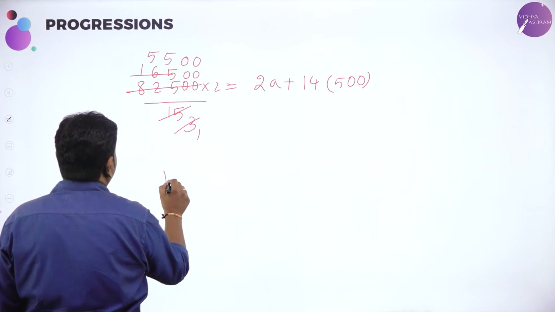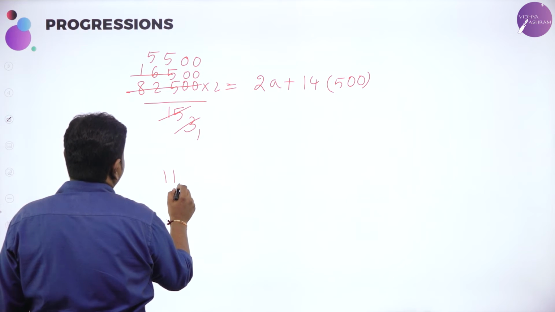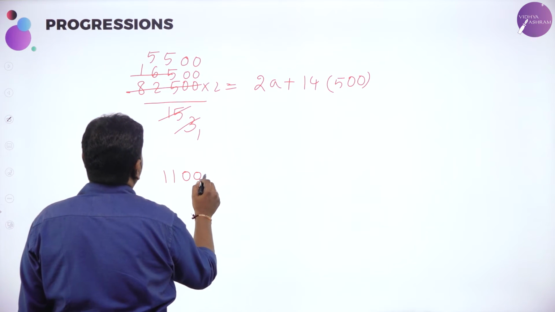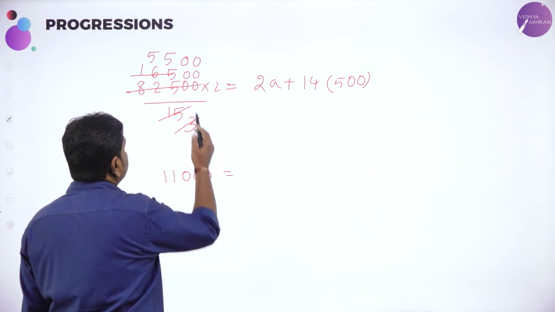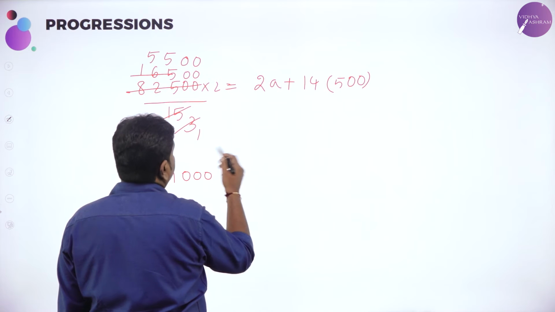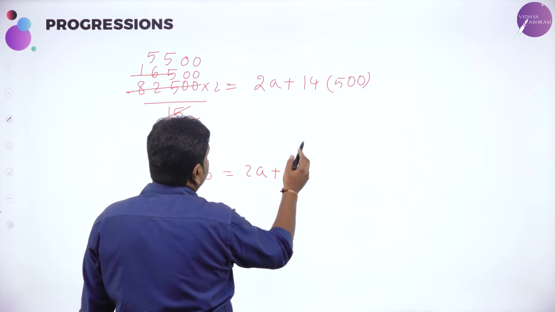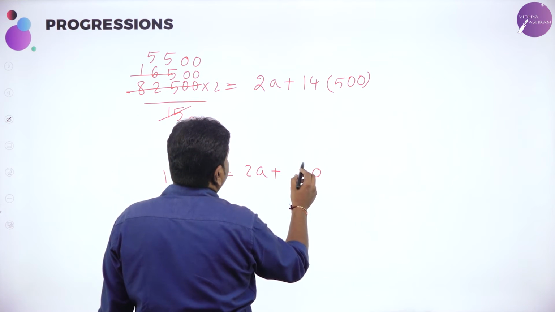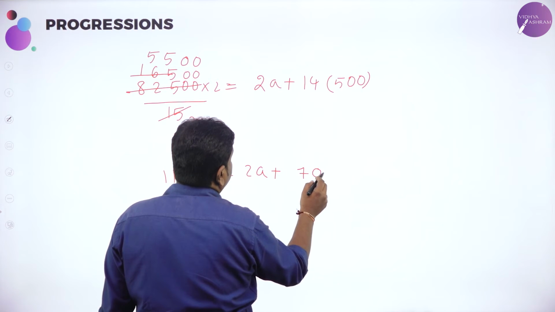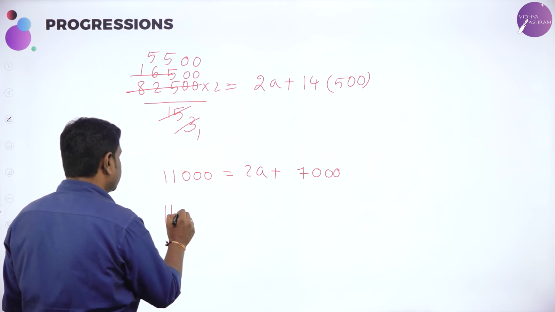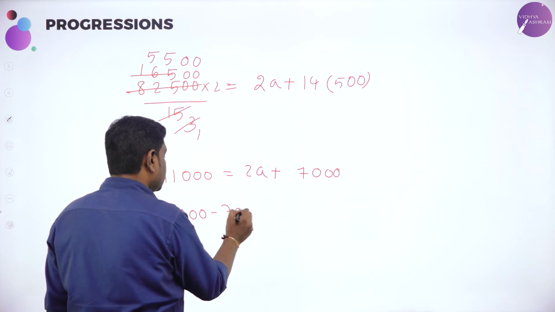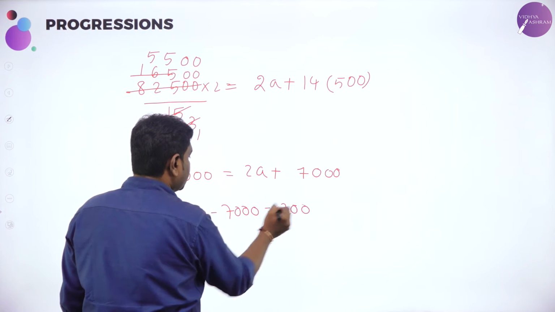5,500 plus 5,500 is 11,000. 5,500 plus 5,500 into 2. 2 5s are 10. 2 5s are 10 plus 11, 2A is equal to 7,000. Bring 7,000 to this side. 11,000 minus 7,000 is equal to 2A.